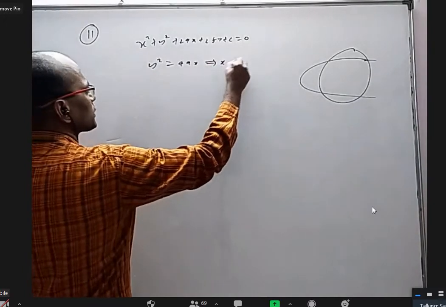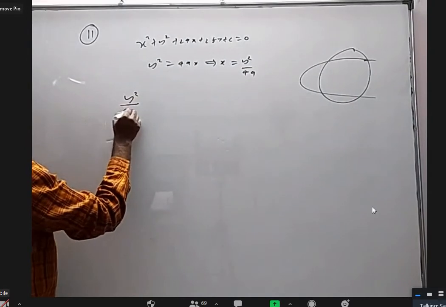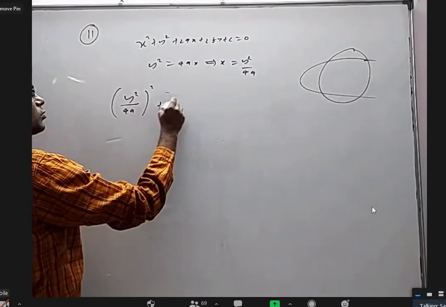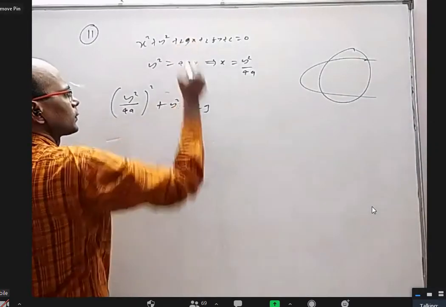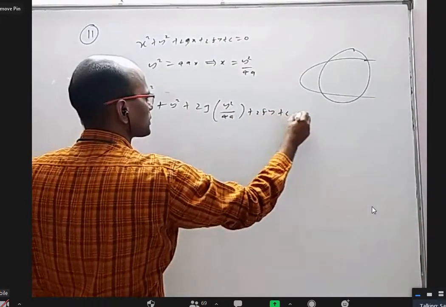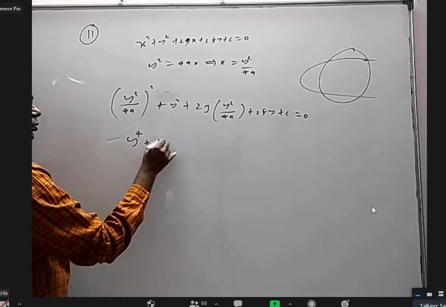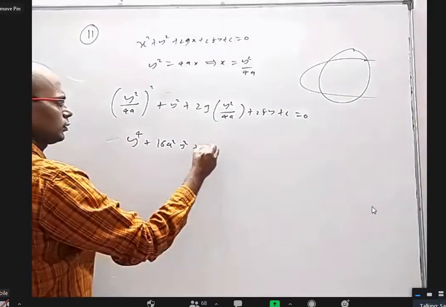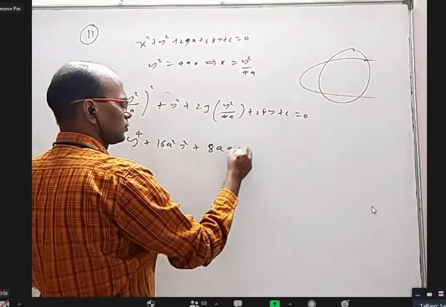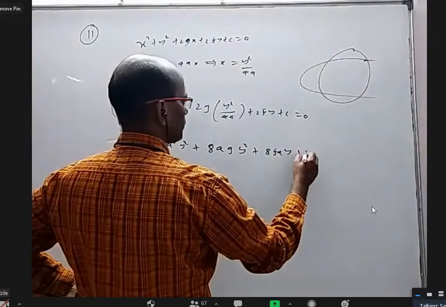In the place of x, I can write y square by 4a. Put that back. You will get (y square by 4a) whole square plus y square plus 2g into y square by 4a plus 2fy plus c equal to 0. When I multiply 16 a square, I'll get y power 4 plus 16 a square y square plus 8 ag y square plus 8 fay plus 4.